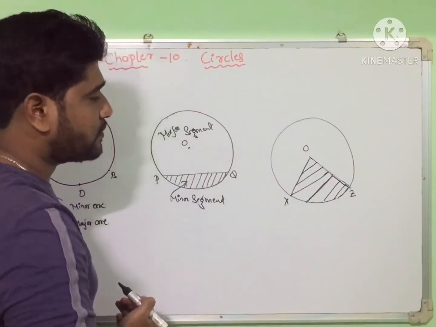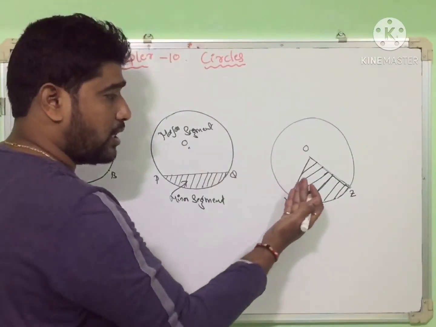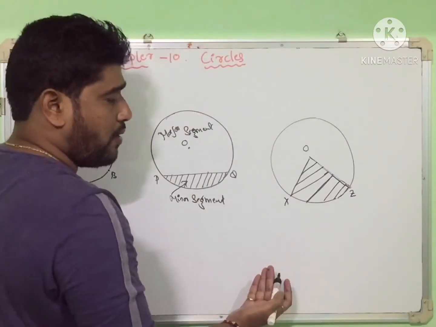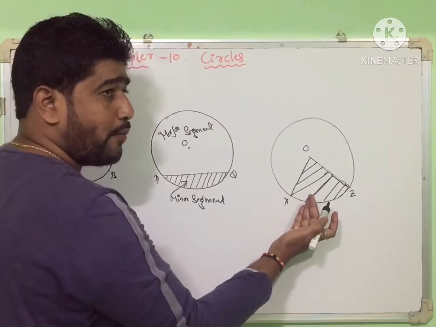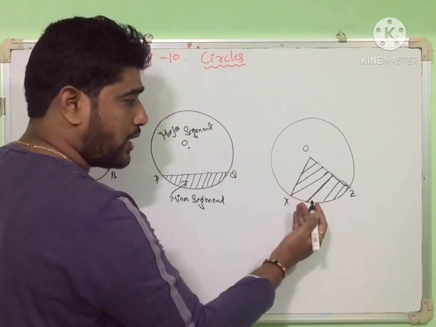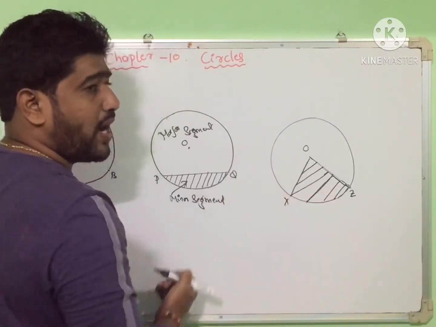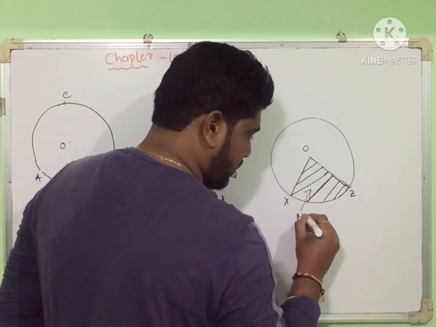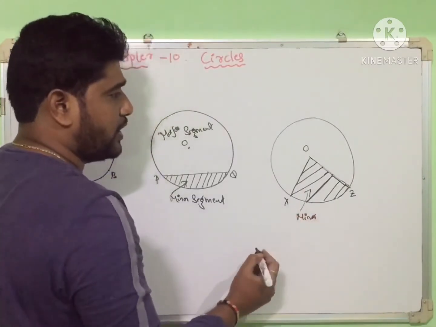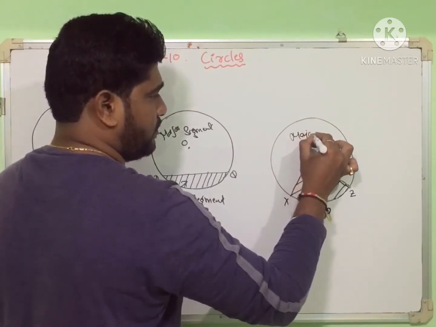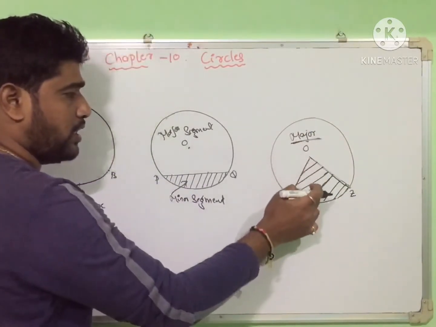Is it clear? So here also there are two types of sector. One is a major and another one is a minor. So what is a minor sector? The region between a minor arc and radii is called a minor sector. So it is minor, it is a major sector. Right? It is major, it is minor.